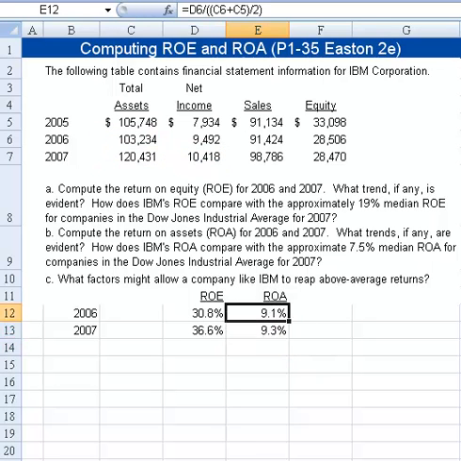So 9.3, 9.1. So what we see here is an improvement again, slightly above the median for the Dow Jones Industrial Average, since that was 7.5.